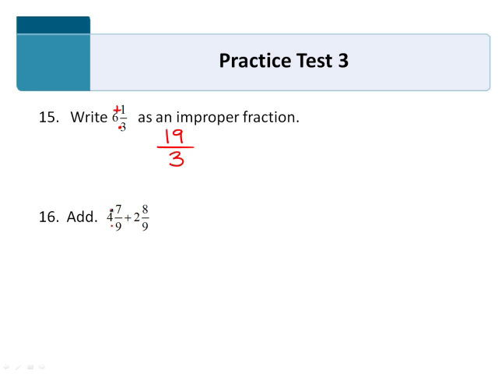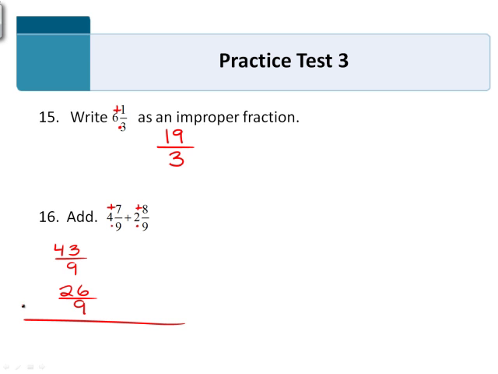So the first thing we want to do is change them to improper fractions. Anytime you have a mixed number and you're doing an operation with it, you always change it to an improper fraction first. That's always the first step. All right, so we've got 9 times 4 is 36, plus 7, that's 43 over 9. Let me double check. 43 is correct. All right. 9 times 2 is 18, plus 8 is 26 over 9.